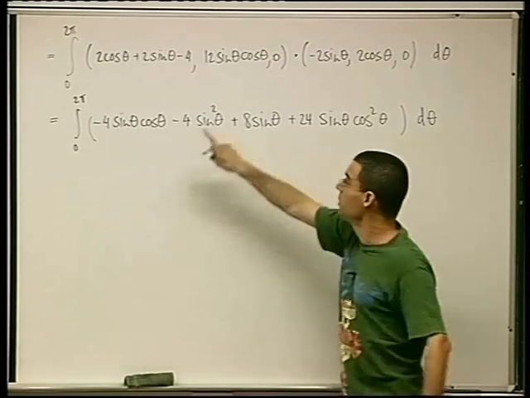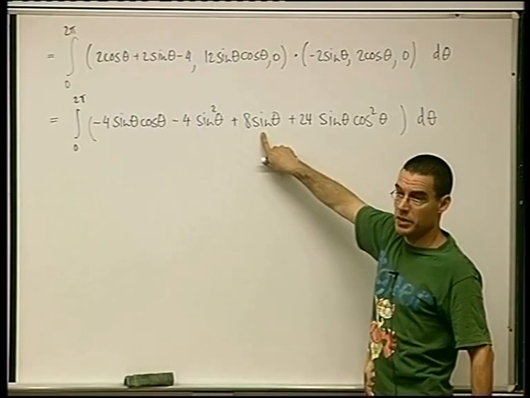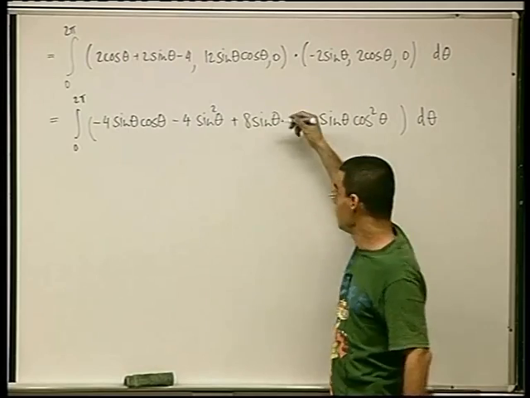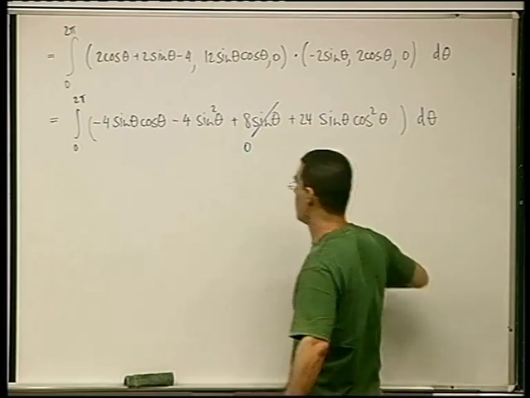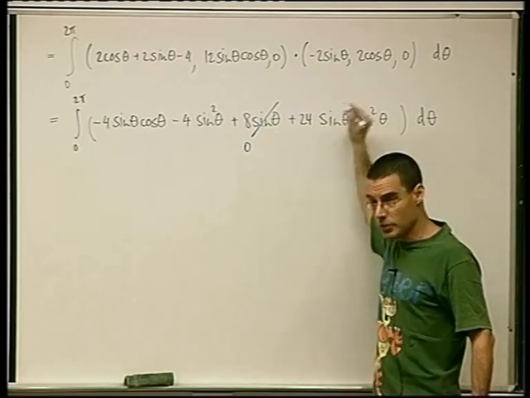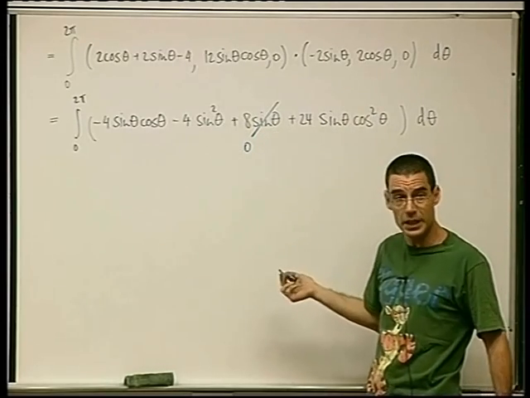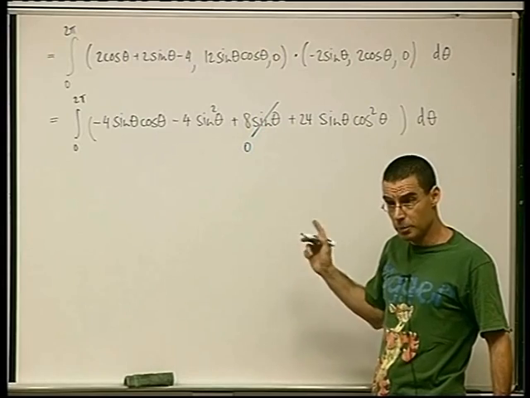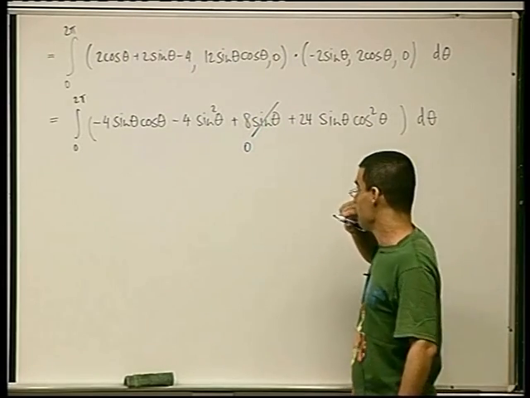Sine theta between 0 and 2 pi. The antiderivative is going to be cosine theta between 0 and 2 pi. This is going to be 0. Does everybody agree? Does everybody understand why I'm doing this? Why I'm just crossing it out before even calculating it? Okay, this is important.